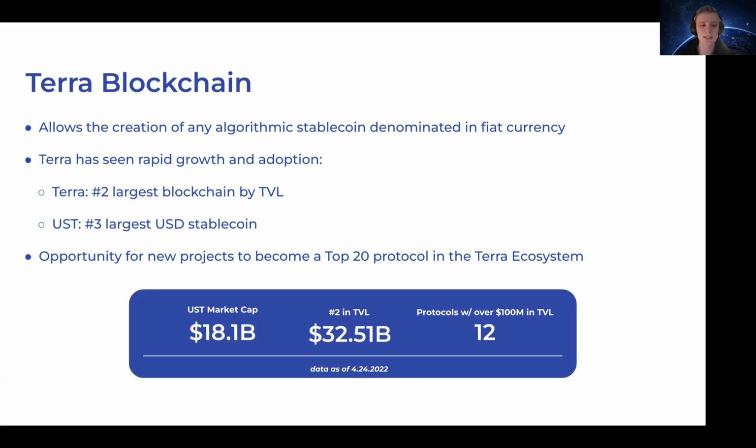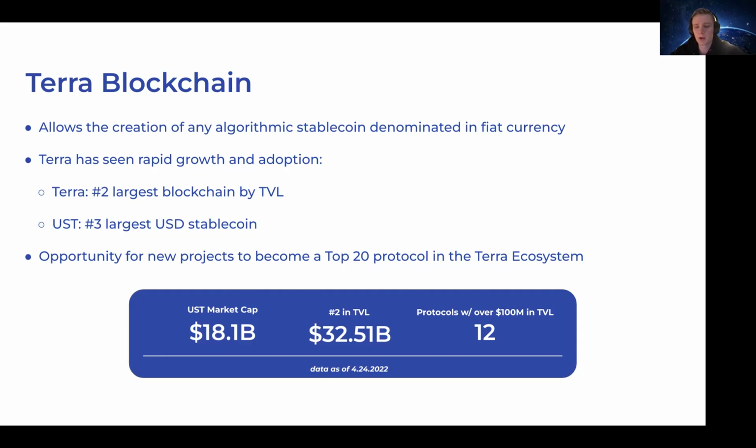UST or US Terra is the largest US dollar algorithmic stablecoin, and it's the third largest US dollar stablecoin right after Tether and USDC. But algorithmically, it is #1. And there's a lot of opportunity for new projects to become the top 20 protocols in the Terra ecosystem.